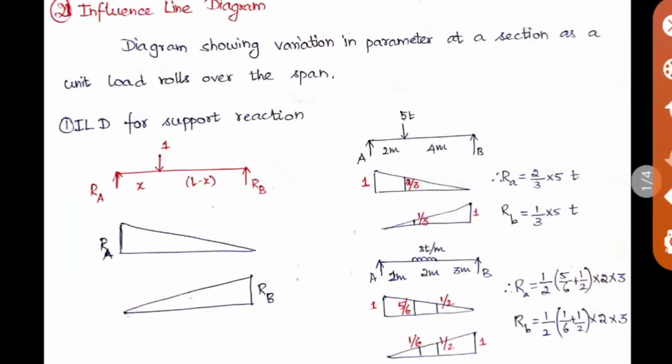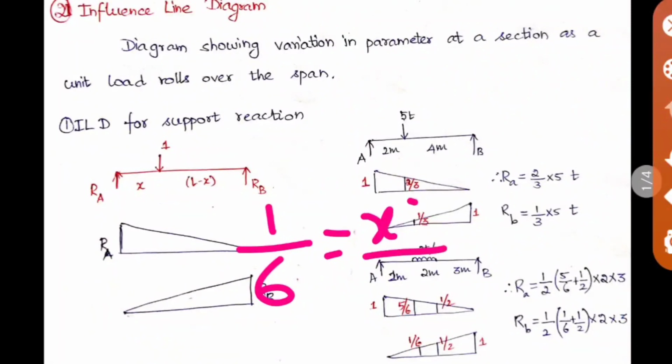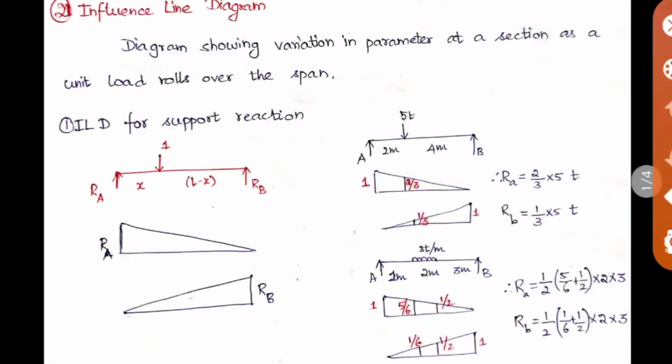So we have a triangle like this, and it has the value 1 here because we apply a unit load there. Normally the ILD diagram is based on this unit load only. So here the value will be 1. If this is 1 and this is 6 meters, let us write 1 by 6 is equal to x by, now we want to find the ordinate for this point. So when you want to find the ordinate here, take this distance alone, which is 4. So x will be 4 by 6, which is nothing but 2 by 3. So now you got the 2 by 3 value here.